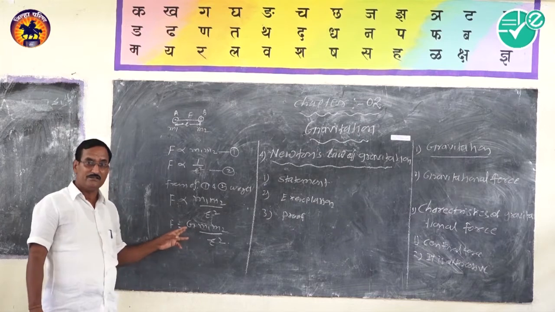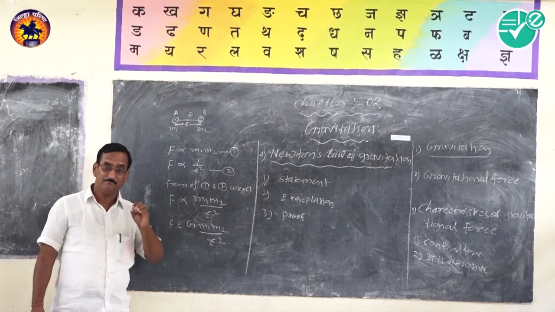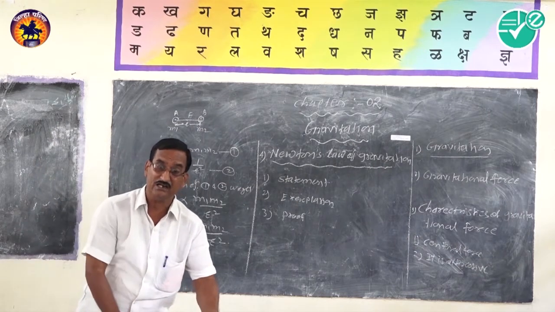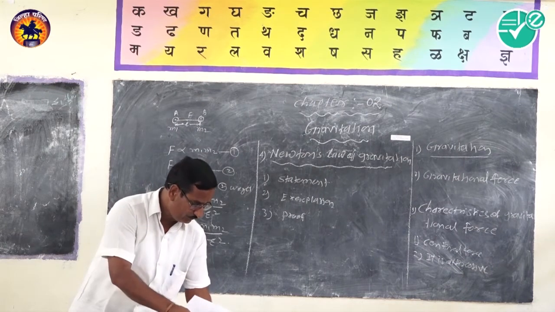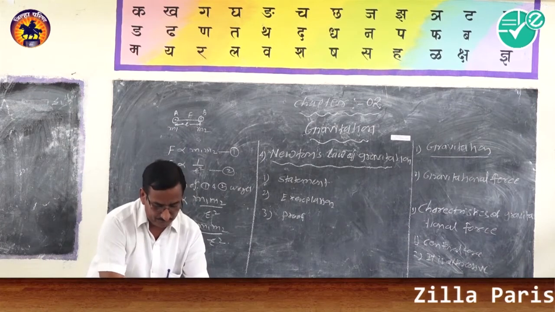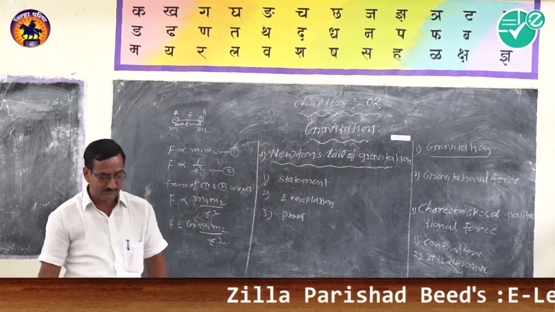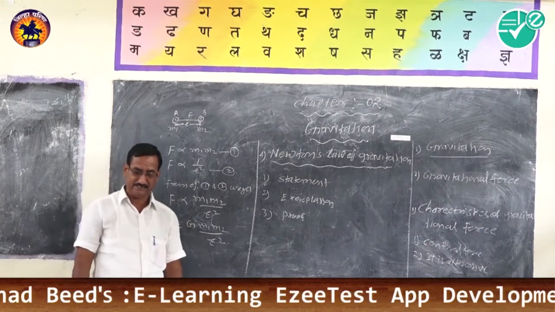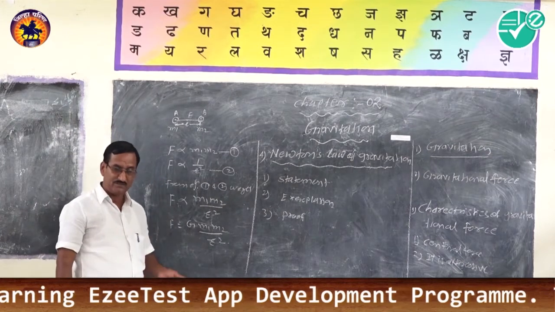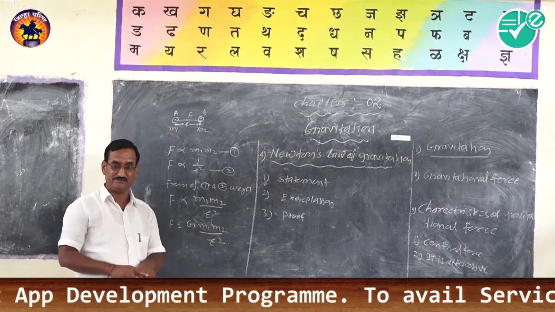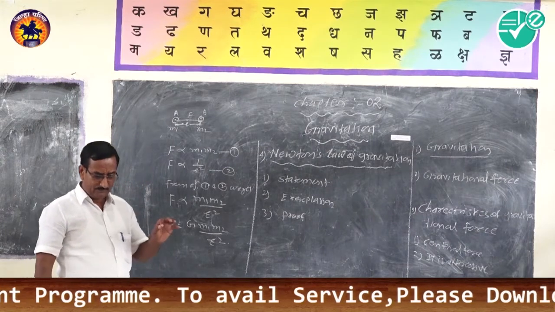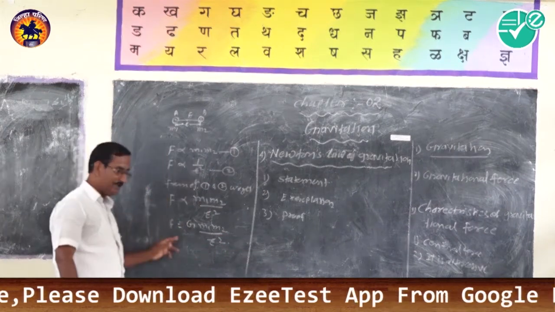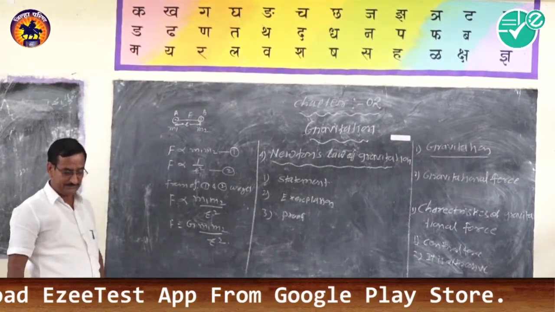In this formula, G is the gravitational constant, which is also known as the universal gravitational constant. The universal gravitational constant is defined as the force of attraction between two unit masses separated by a unit distance. That is the force of attraction between two unit masses which are separated by a unit distance.